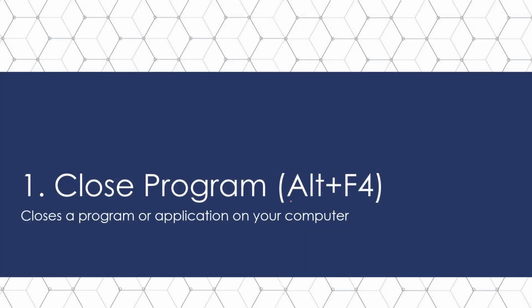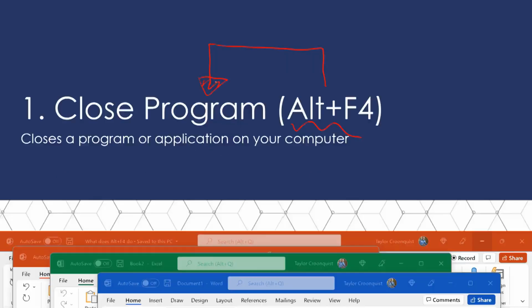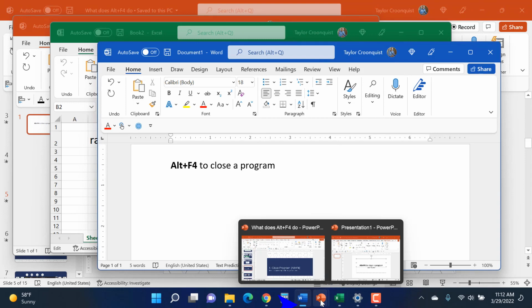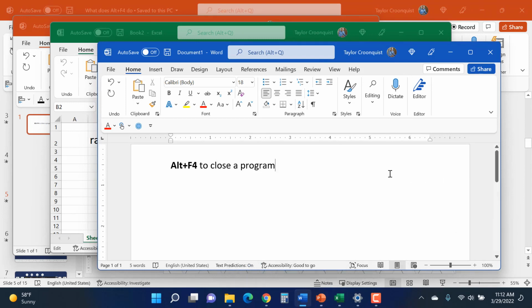So let's first talk about Alt+F4 as the close program or close application shortcut. So here's an example where I have Word, Excel, and PowerPoint open. You can see them open on my taskbar because they have a little line underneath them and these little windows pop up. So let's use Alt+F4 to close them.